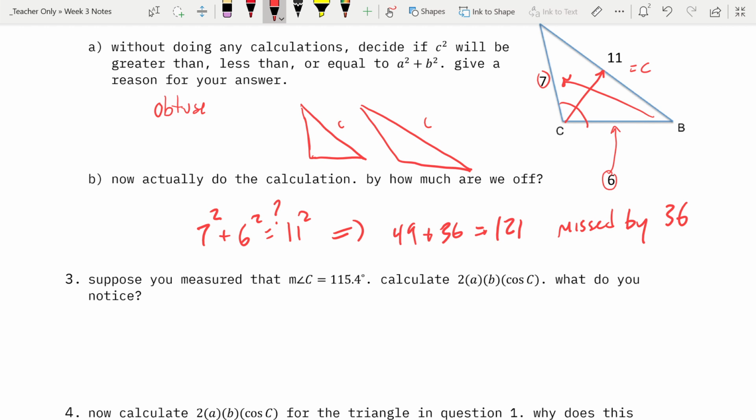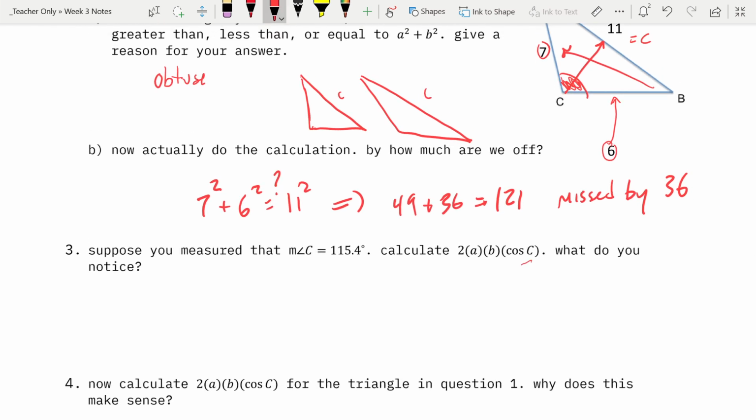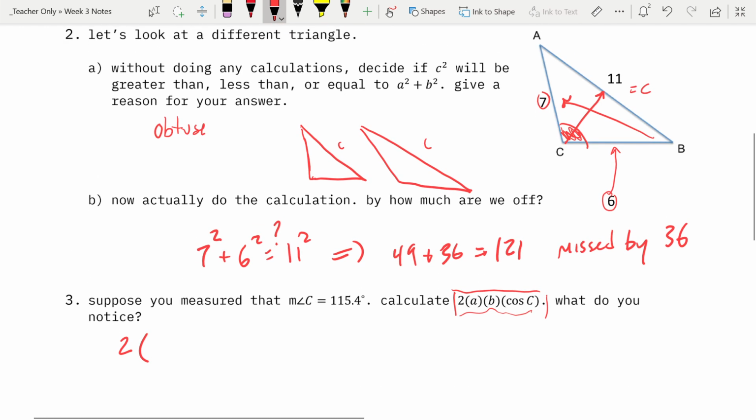But let's move on to this number 3 here. Suppose that we know that this angle C, the one I'm coloring in here, is equal to 115.4 degrees. Let's calculate this here, and we'll get to why this is what it is. We can go over a proof in class. But let's calculate that. So 2 times our side A, which is 6, times side B, which is 7, times the cosine of angle C, which we were just given, is 115.4 degrees.